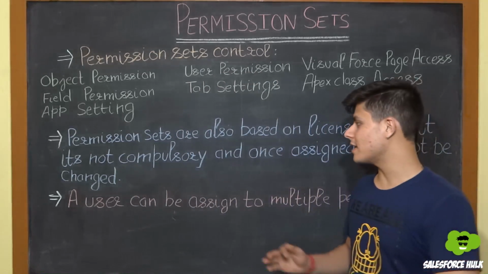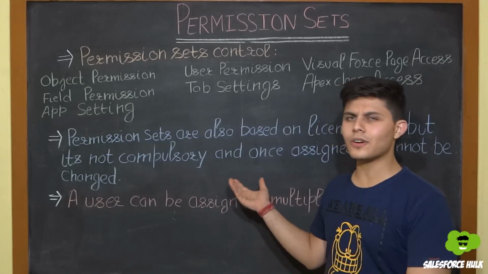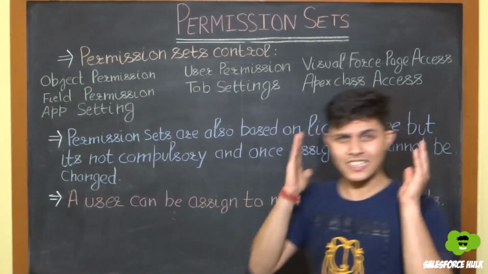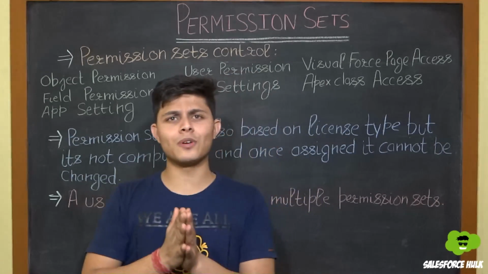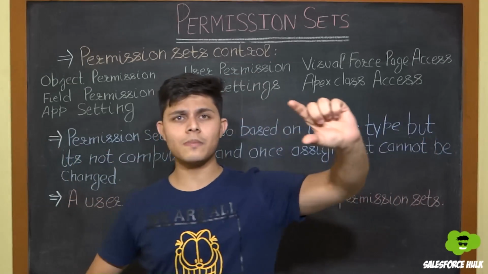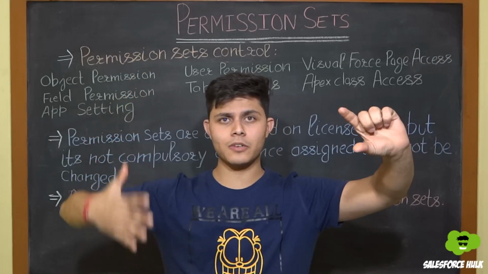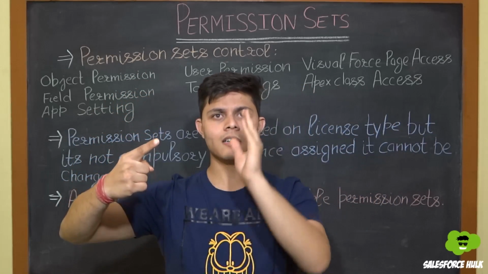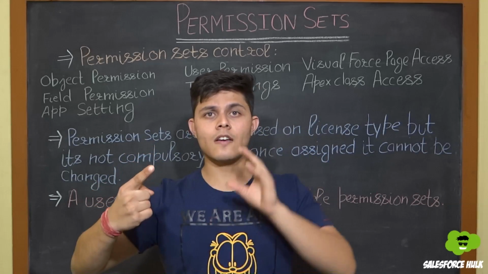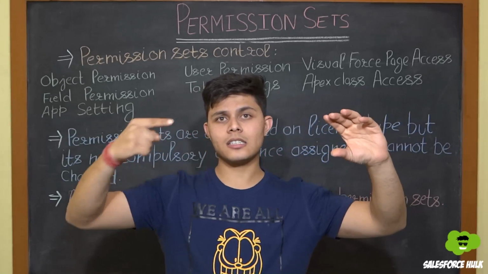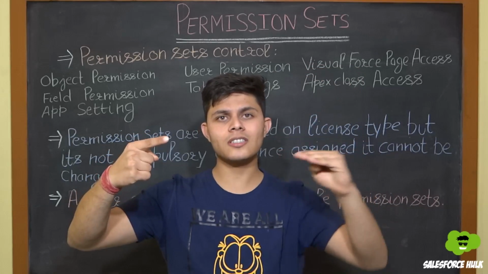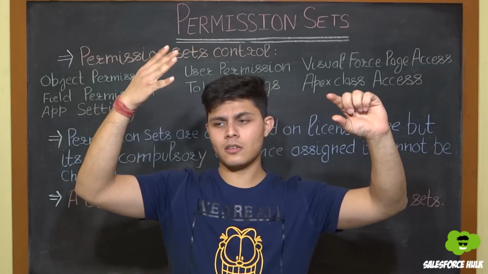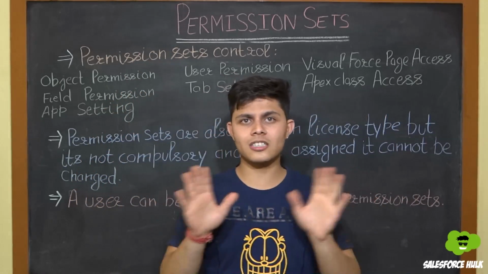And then comes the next point, the sixth point of permission sets: a user can be assigned multiple permission sets. Yes, this is the major difference between profiles and permission sets. A single profile can be assigned to multiple users, but a user can be assigned only a single profile. But in permission sets, we can assign a single user multiple permission sets, and a single permission set can be assigned to multiple users. So this is the basic difference.